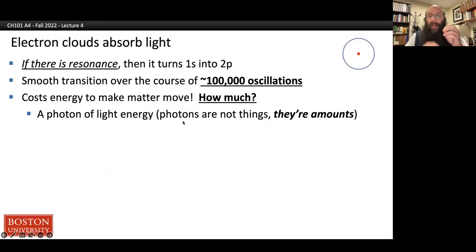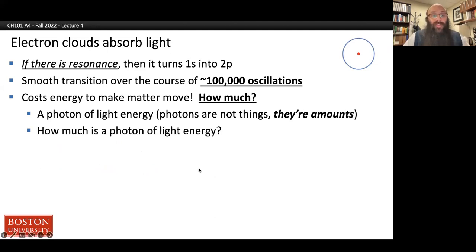What's the cost of that transformation? The cost is a photon of light energy. It's an amount of energy. How much is a photon of light energy? Well, it actually depends on the frequency. It's Planck's constant times the frequency of the light. Or since you know that nu is c over lambda, it's also Planck's constant times the speed of light over the wavelength, right? And so this is a really, really important idea.